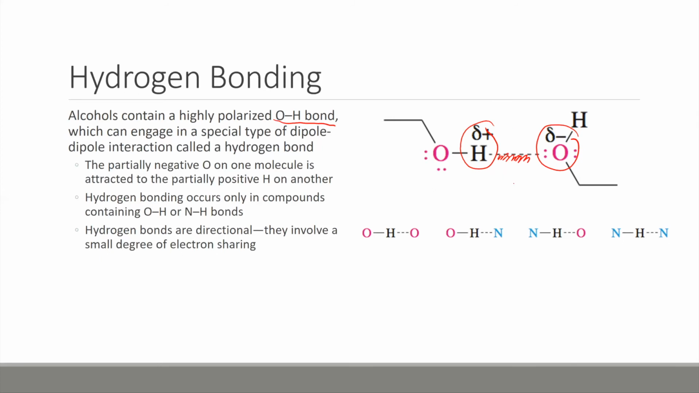So this is a special type of bond. Compared to a covalent bond or ionic bond, hydrogen bonding is much weaker. However, because some electron density is actually shared, we do call this a bond, a hydrogen bond. So it's a very weak type of bonding, but it can occur between molecules instead of within the molecule.